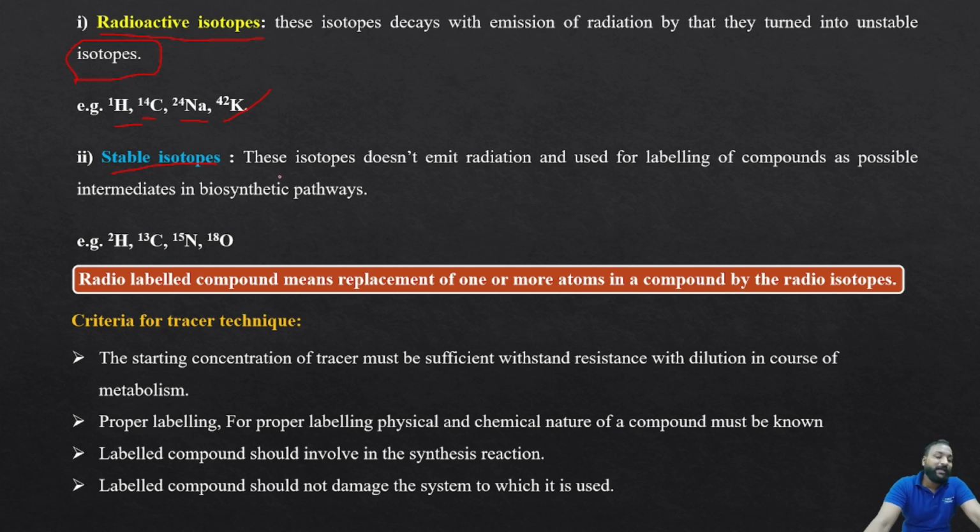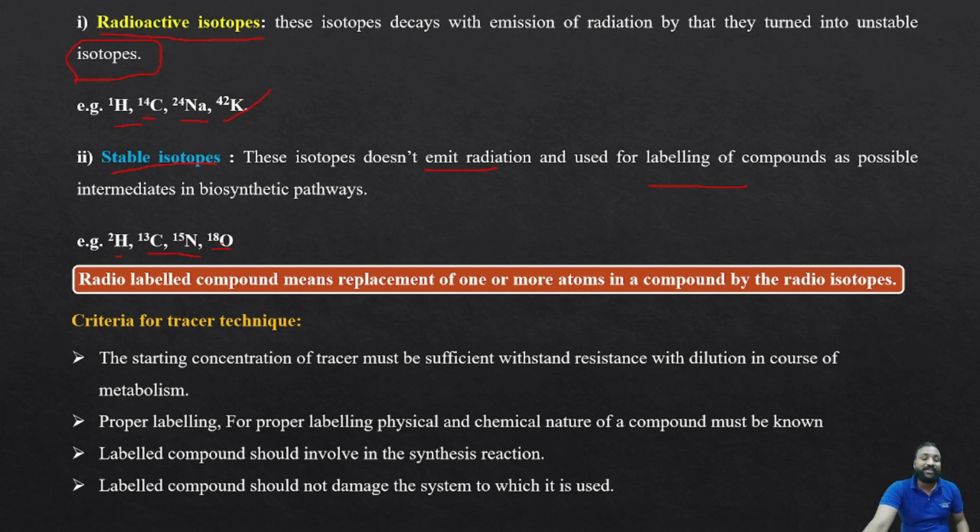Stable isotopes do not emit radiation because they are stable, and they are used for labeling of compounds. For labeling of compounds, stable isotopes are enough. To investigate biogenetic pathways, radioactive or unstable isotopes are useful. Stable isotopes are like 2H, 13C, 15N and 18O.